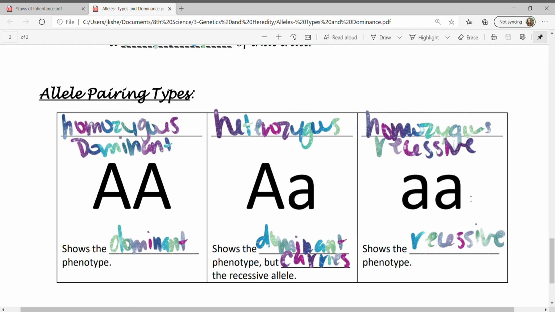Our last example, we have two recessive alleles, and because they are the same, we call it homozygous, and because they're recessive, we call it homozygous recessive. And this is the only time that you will see a recessive phenotype, is when we have two recessive alleles paired together.